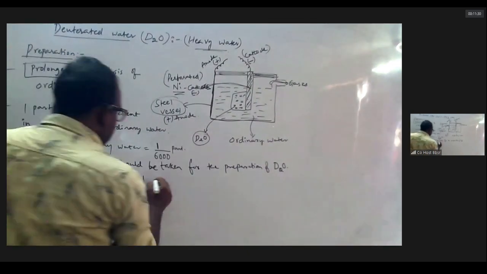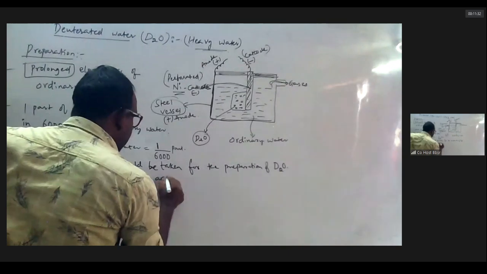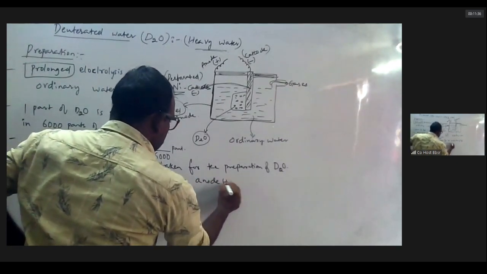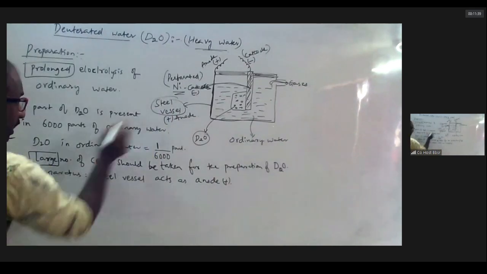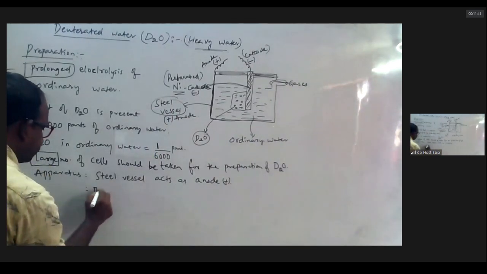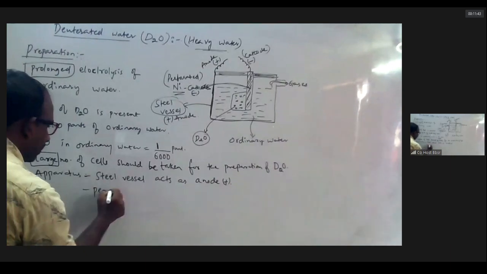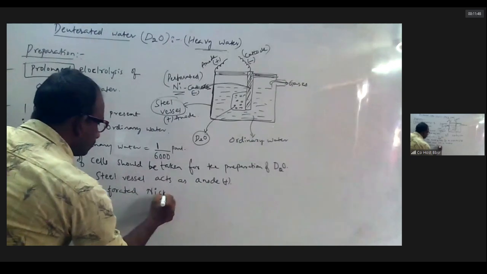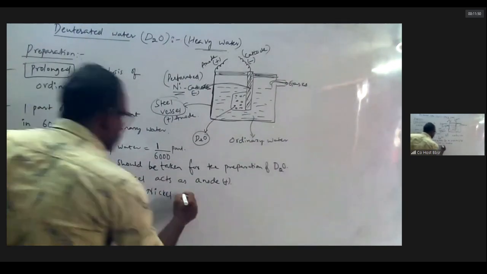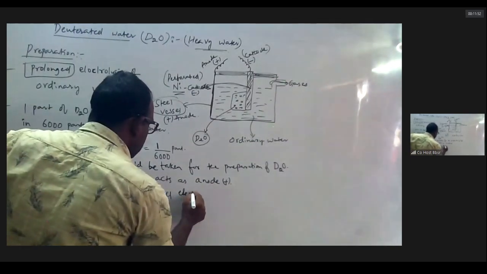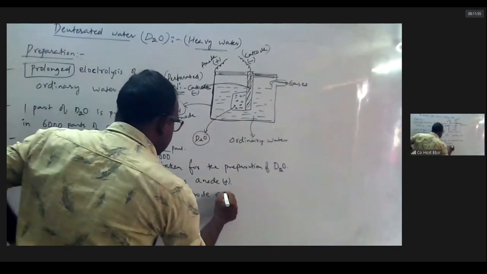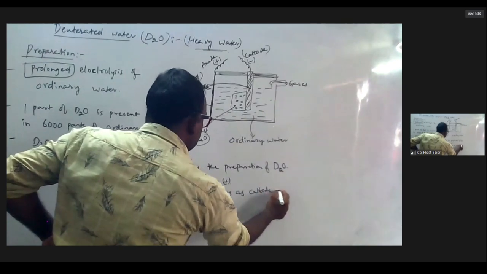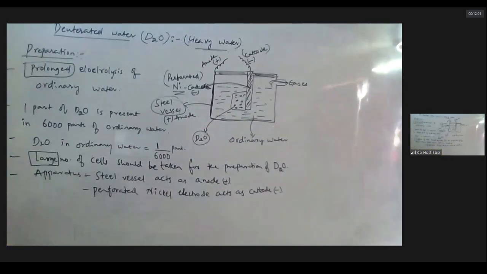Okay, the steel vessel acts as the anode, which is positive. And the perforated nickel electrode acts as the cathode, which is the negative electrode.